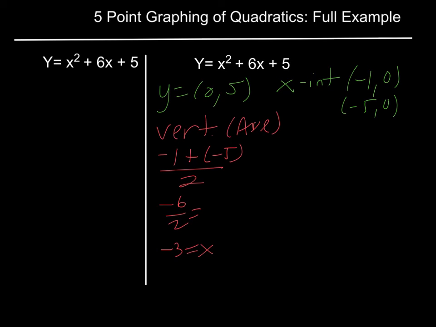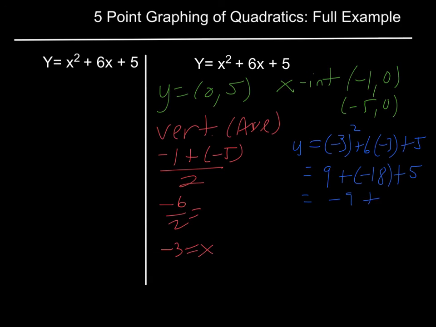Now to find the y value of the vertex, I need to take this point right here and plug it in up there. So I take -3, plug it in there, plug it in -3 there, and then solve. I'll just do it right here. So I have y equals -3 squared plus 6 times -3 plus 5. So this is +9, because the negative times a negative is a positive, plus -18 plus 5. So this is -9 plus 5. So then y is equal to -4.